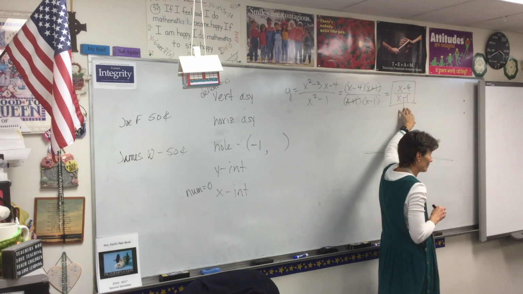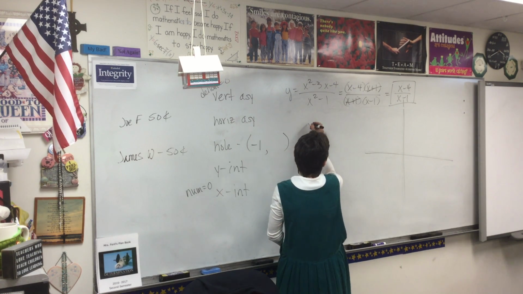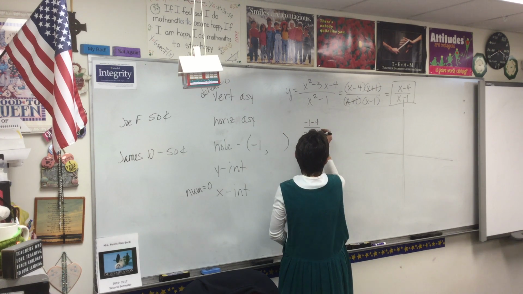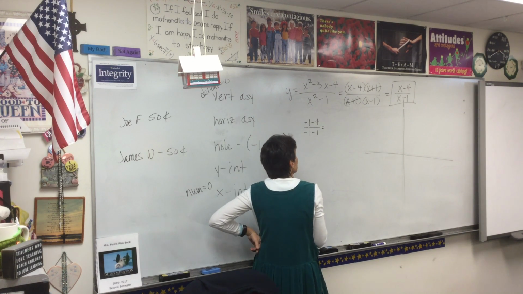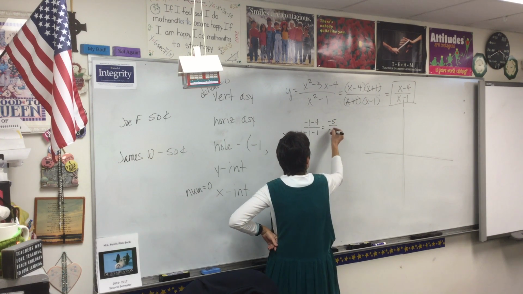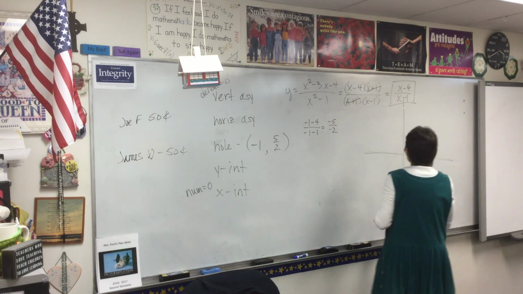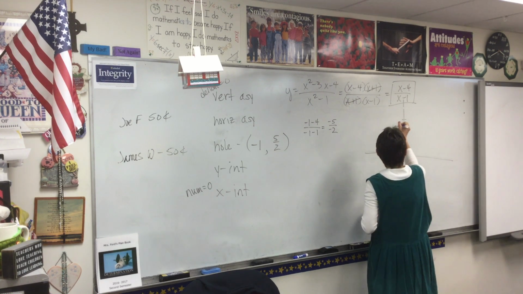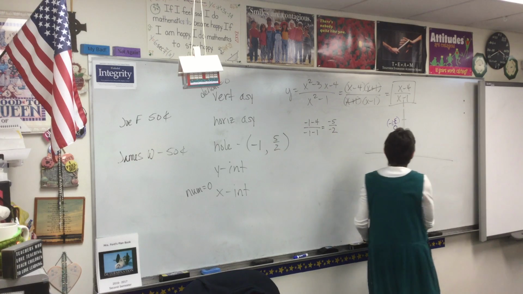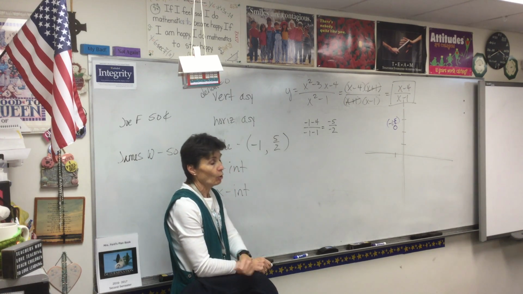This is your problem now. This is where you plug everything. So if I plug in negative 1, I'll have negative 1 minus 4 over negative 1 minus 1. So what's my numerator? Negative 5. Negative 2. So I got 5 halves. Yes, ma'am. So before I forget, I'm going to come over here and plot that point. Negative 1, 2.5. That is my hole. Now notice I plotted it with an open circle. It's called a hole, open circle.